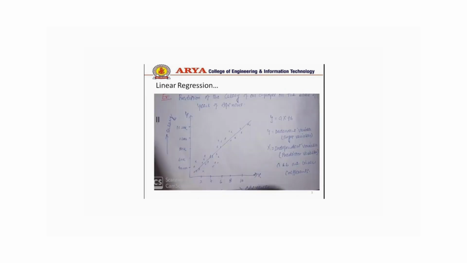Here we are taking an example, that is prediction of the salary of an employee on the basis of years of experience. On the x-axis we are considering experience, that is 0 years, 2 years, 4 years, 6 years, 8 years and 10 years onward. On the basis of these, we are predicting the salary. So according to the working years of experience, how much salary he or she should have, we can calculate by the equation y = ax + b or y = mx + c.